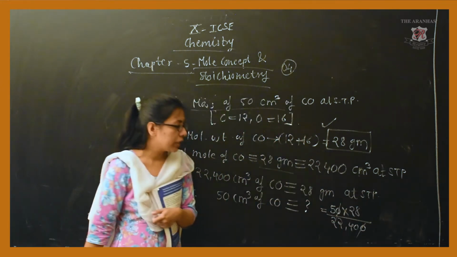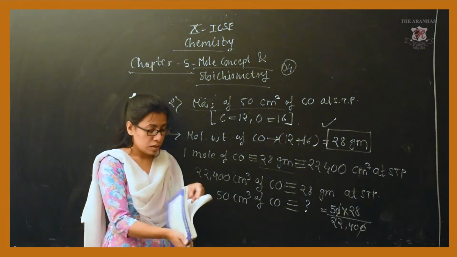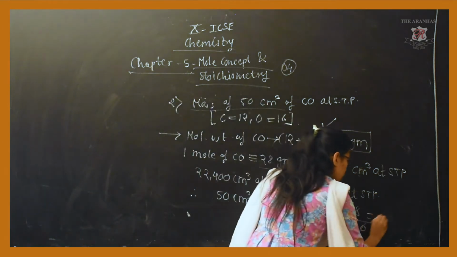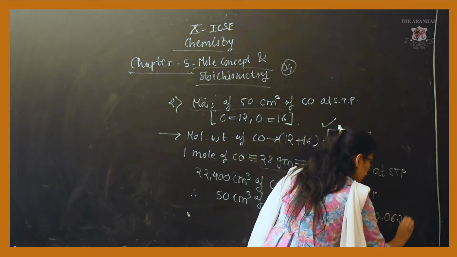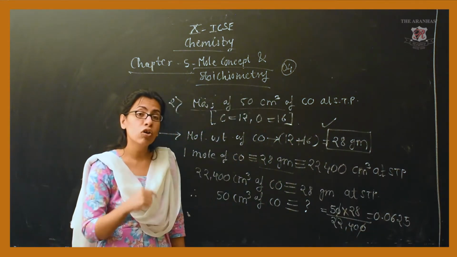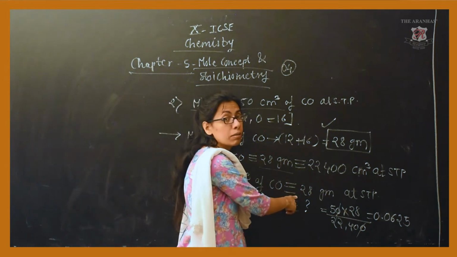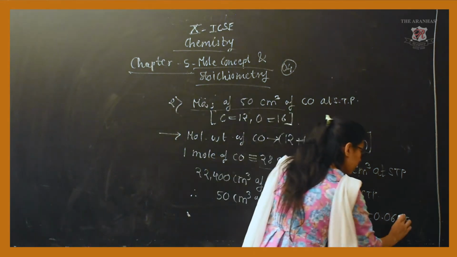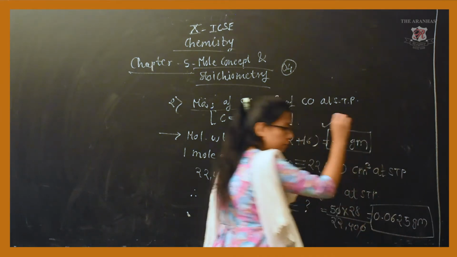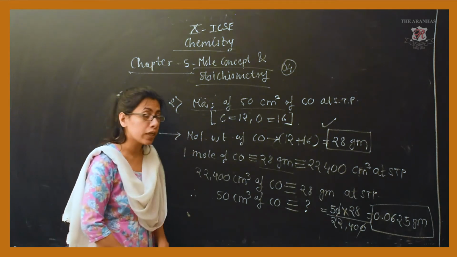Divide 28 by 2 to the power of 4, and the final answer we get is 0.0625. Now, what is this 0.0625? That is nothing but the mass. So, of course, the unit here will be grams. I hope you understood the complete numerical.